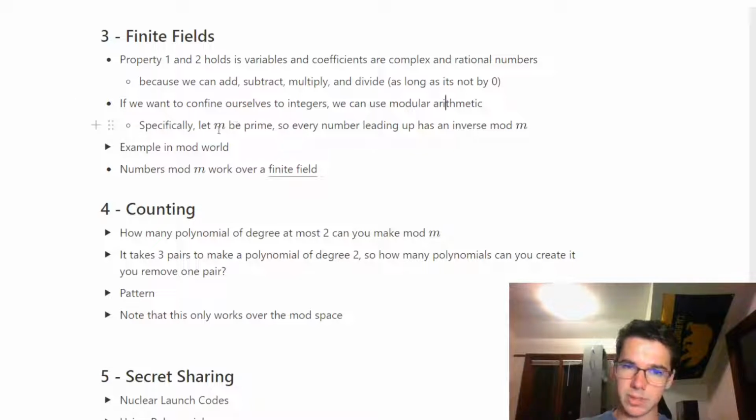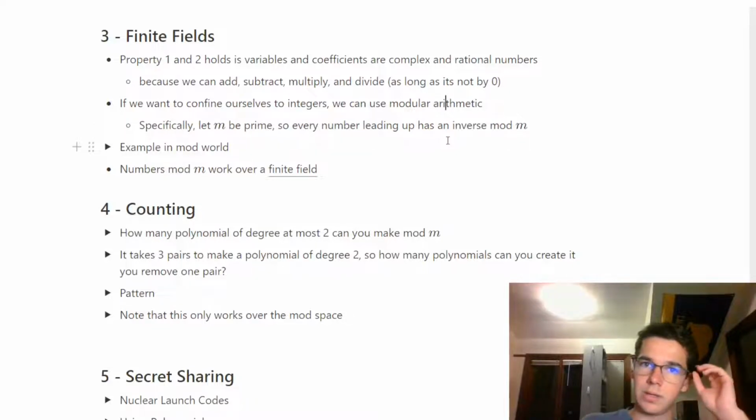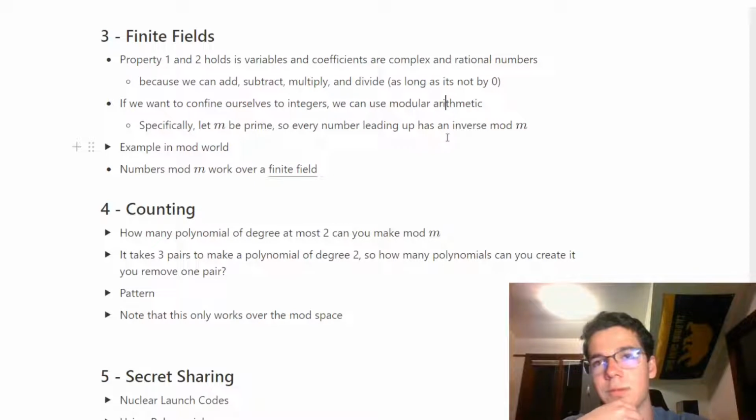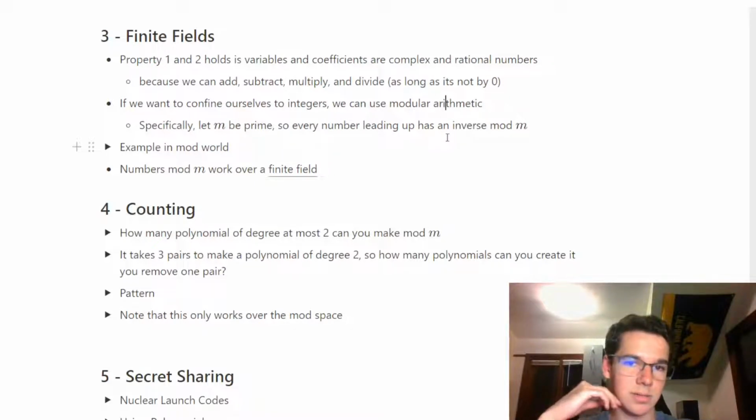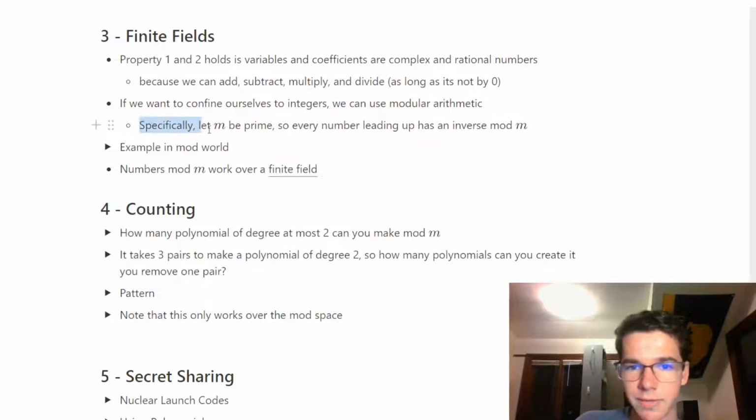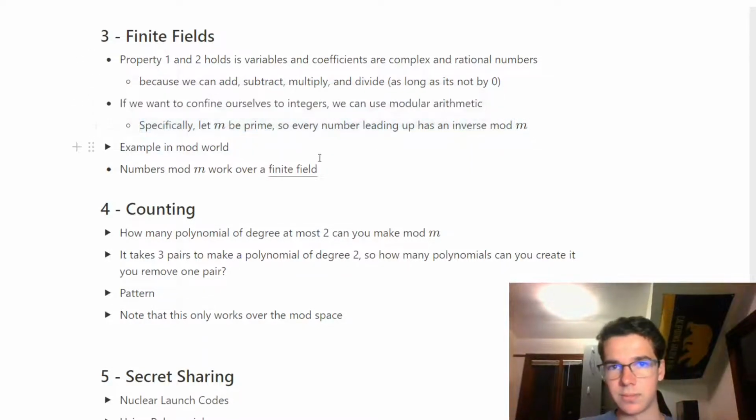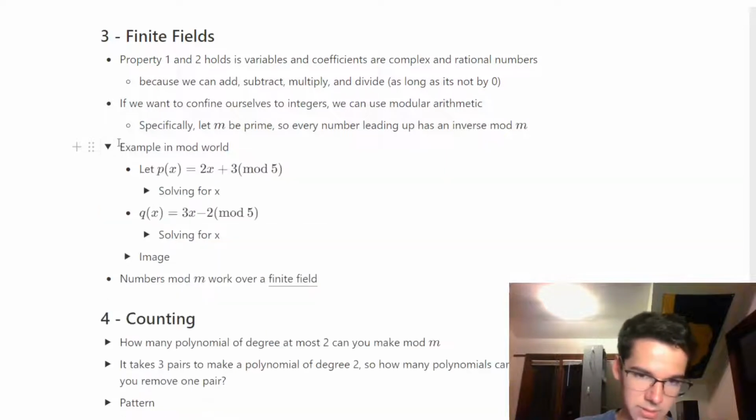So the way we can do that is by letting m be prime, so that every number leading up to m has an inverse mod m, right? We sort of dealt with this in Fermat's little theorem, for example. This is just a very small aspect of Fermat's little theorem. What I'm trying to say is you would have already known this if you had learned about Fermat's little theorem. But anyways, that's not important for this.